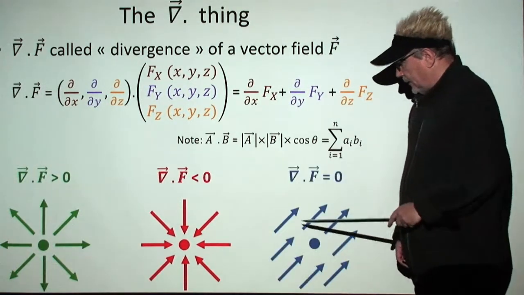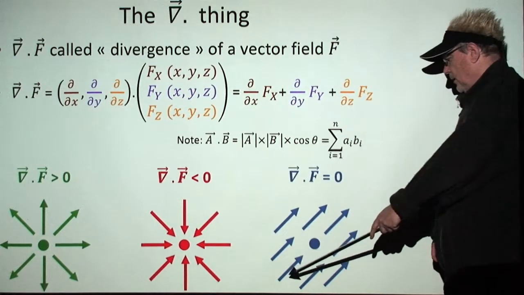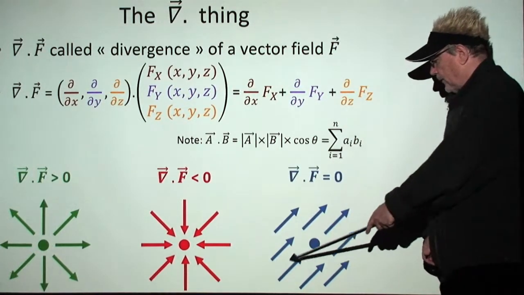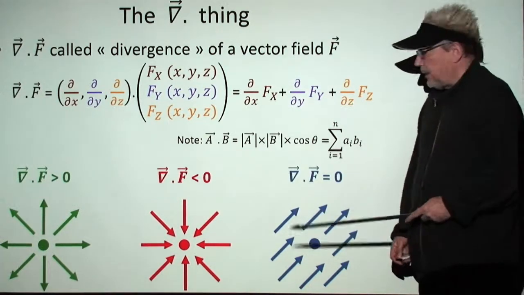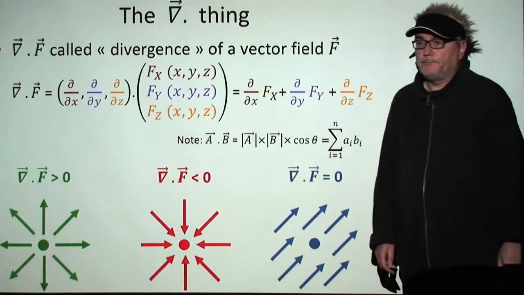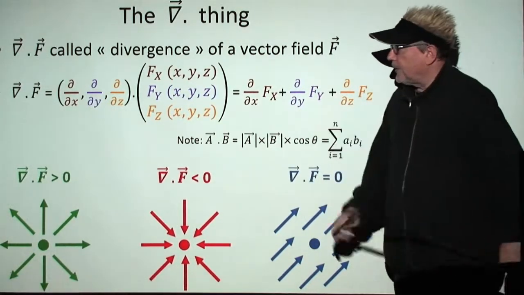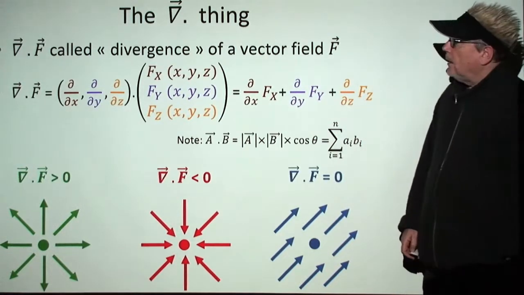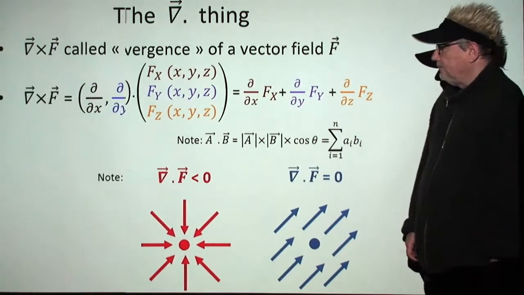And finally, if nothing happens, like if you have a magnetic field or a current or something that goes there, and whatever comes in goes out, then the divergence will be zero. So this gives you an idea of how we're going to use a divergence, being the dot product of the gradient by a vector field.